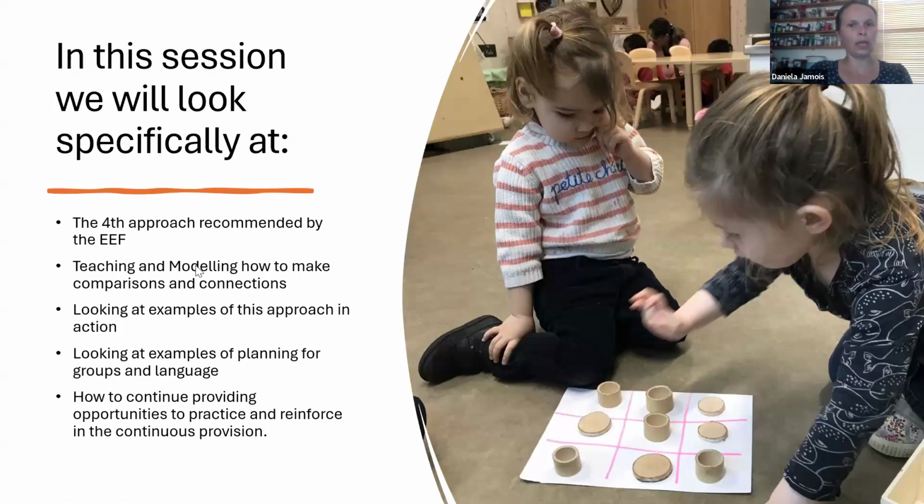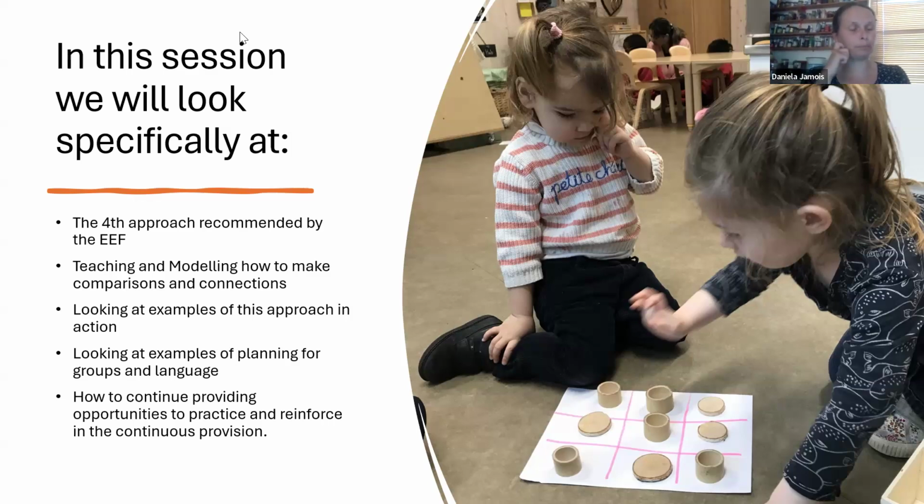So here we have the same little image from the previous session of children who are playing a really simple 3-in-a-row game where there are multiple opportunities to notice that two are next to each other, to notice the difference between the bamboo cylinders and the circles or the slices of the wood. And that actually really exemplifies this next approach really, really well, because there are lots of comparisons that can be made whilst playing the game.